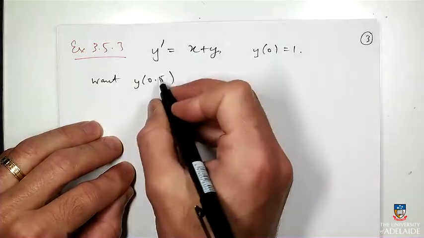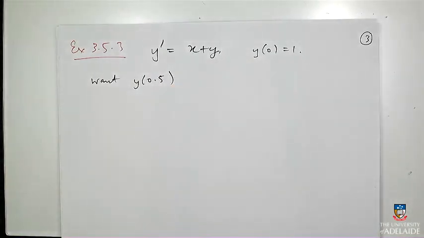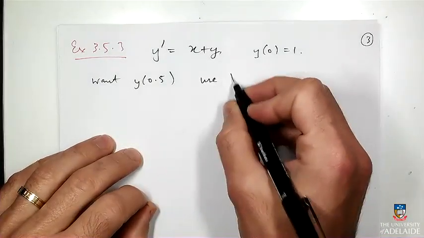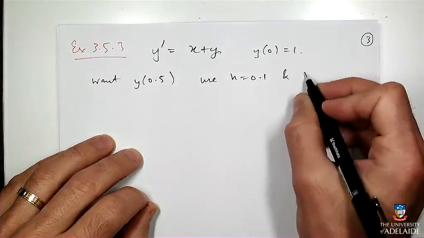So we could use one step of size 1/2, but that's not going to be very good just because it's such a big step. So better to use many little steps. So let's use h equals 0.1 and 5 steps.